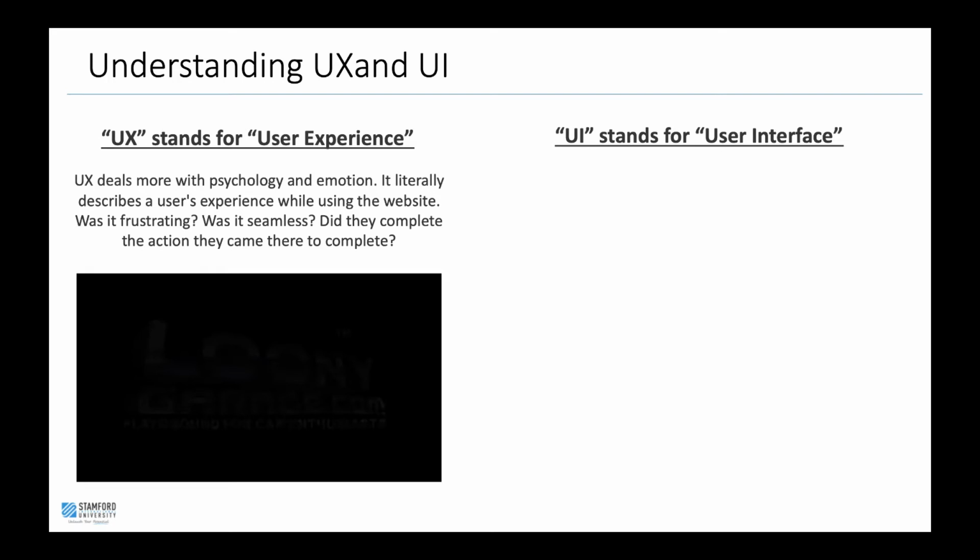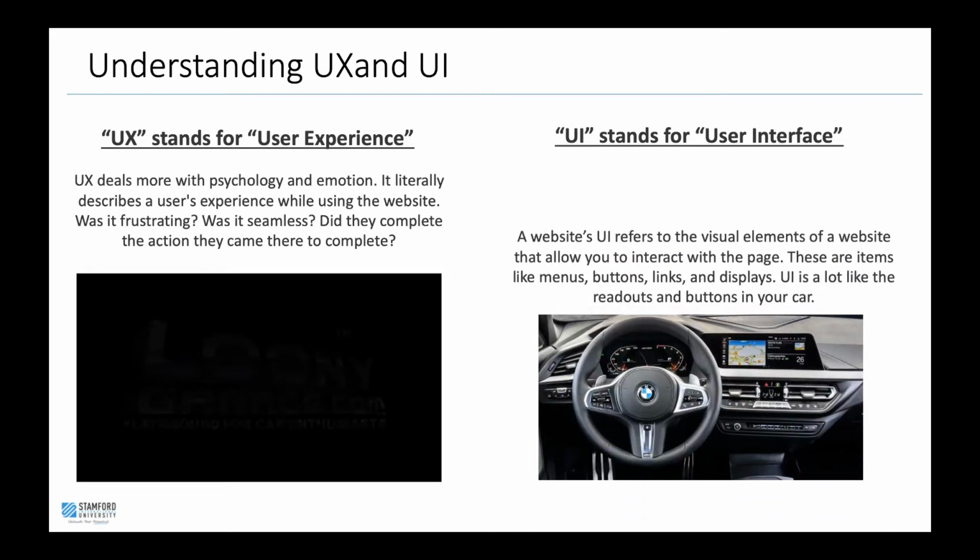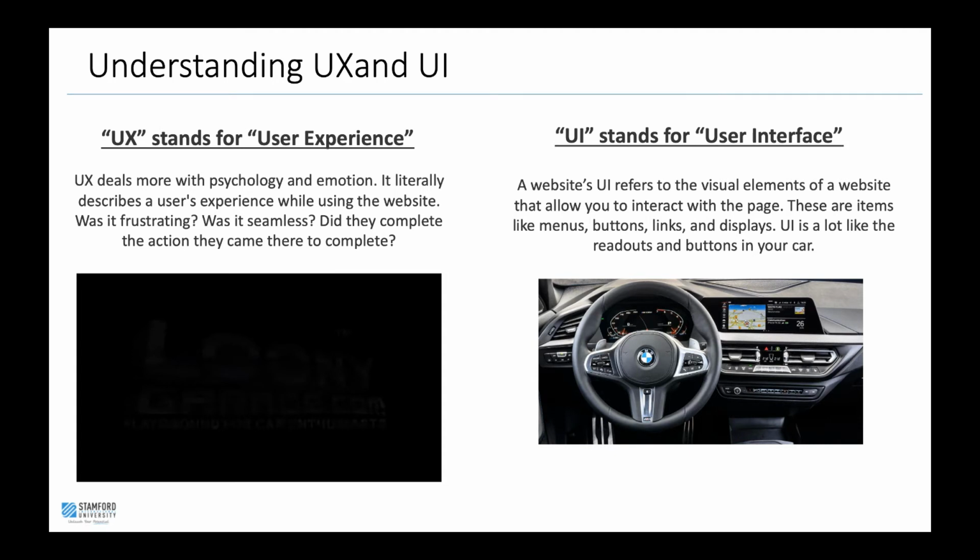Now let's take a look at UI, which stands for user interface. So when you think about UI, it refers more to the visual elements of a website that allow you to interact with the page. A good example of this are things like menus, buttons, links, and displays. It's a lot like the readout and buttons in your car. So if you can look at this example of a dashboard here for a car, you can see all the buttons and where they're placed. That has a lot to do with the user interface, where things are located, right? So it's UX, UI, this is how they fit together.